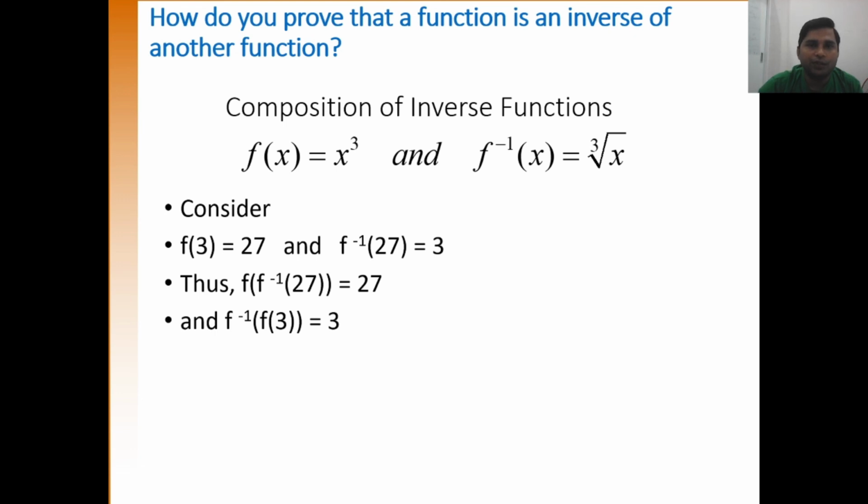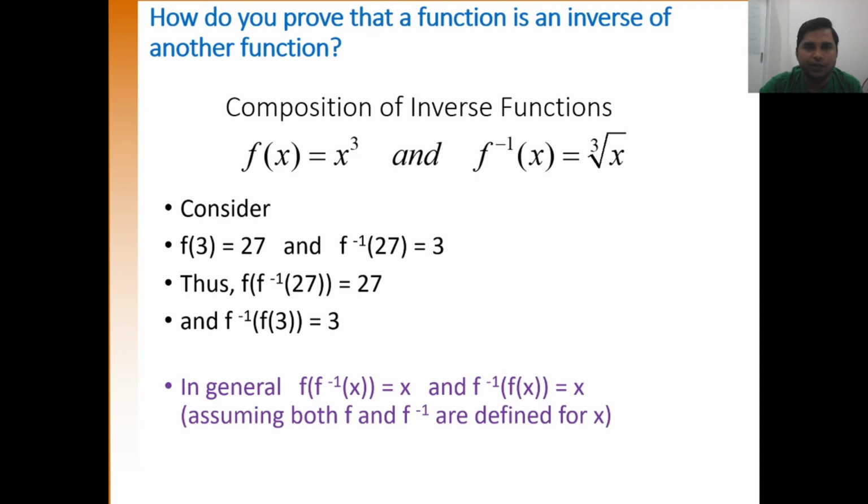Composition of inverse functions. f of x is equal to x cubed and f inverse of x is the cube root of x. So f of 3 is 27, which means f inverse of 27 is 3. That's correct. And f of f inverse of 27 will give you 27, and f inverse of f of 3 is 3. So this is another way to prove that they are inverses of each other.